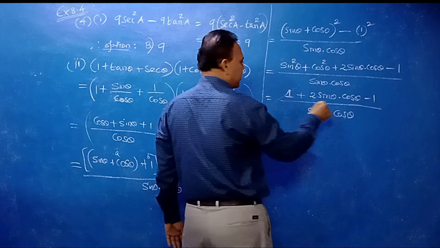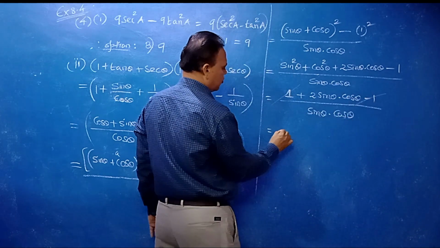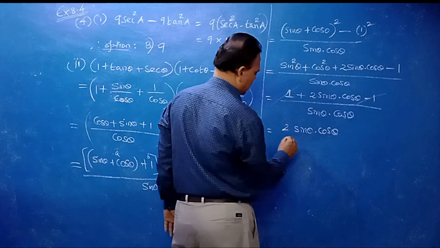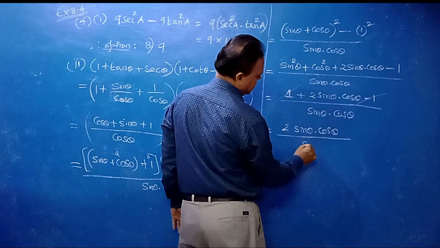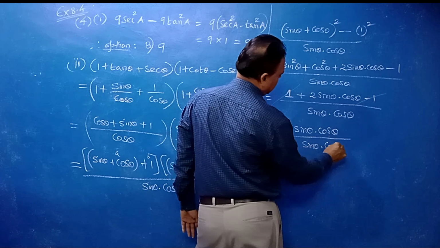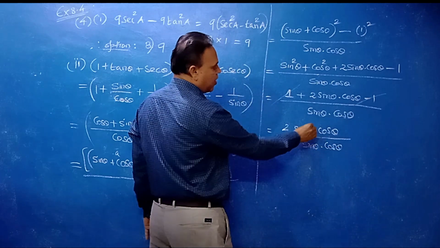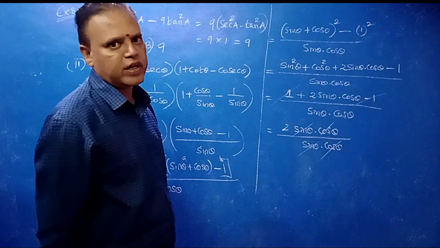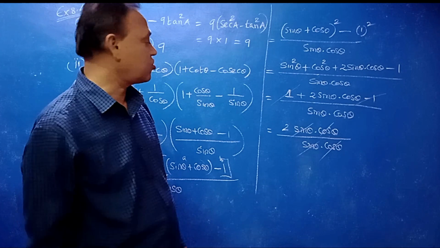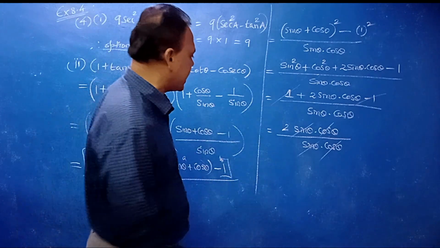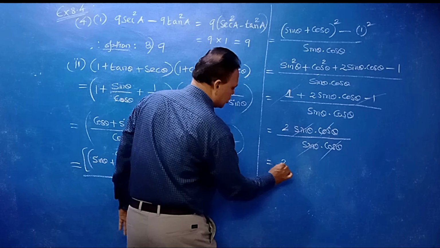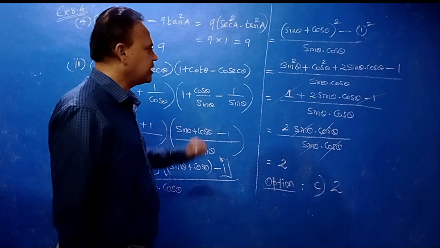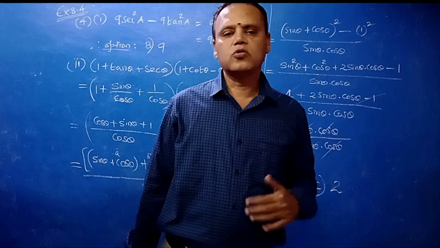So here plus 1 minus 1 get cancelled, and you will get 2 sine theta cos theta by sine theta cos theta. In the numerator and denominator, sine theta and cos theta are the same common factors, so you cancel them. Therefore, the answer is 2. C is correct. Understand? So like this, you can easily choose the correct answer.